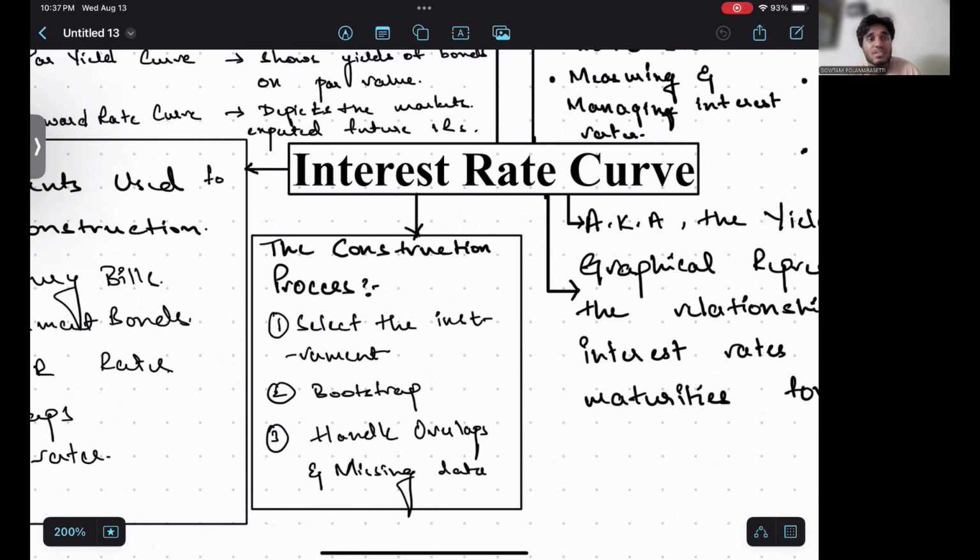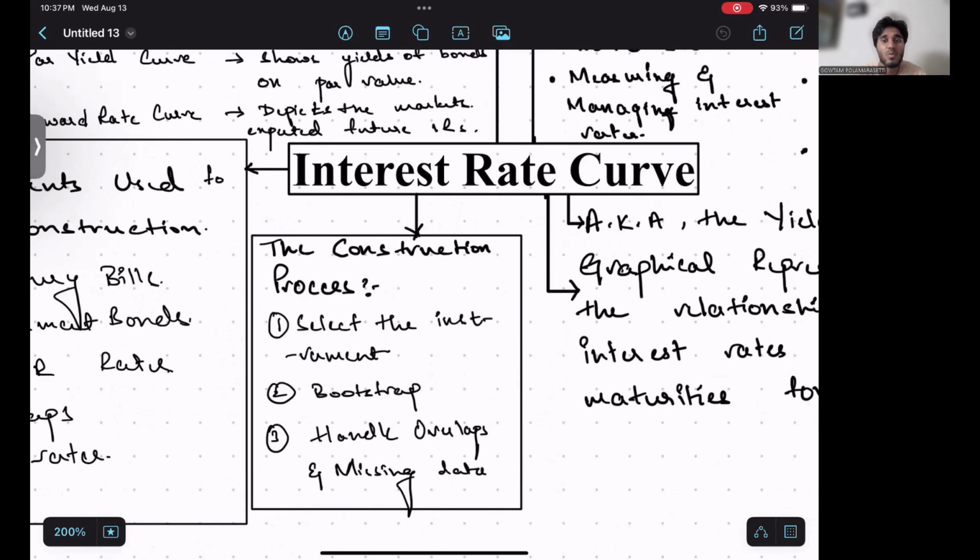Then we bootstrap these instruments. Using the prices or yields of these instruments, we subsequently derive zero coupon rates. The basic idea is to start with the short maturities where data is direct, then use those to back out rates for longer maturities.